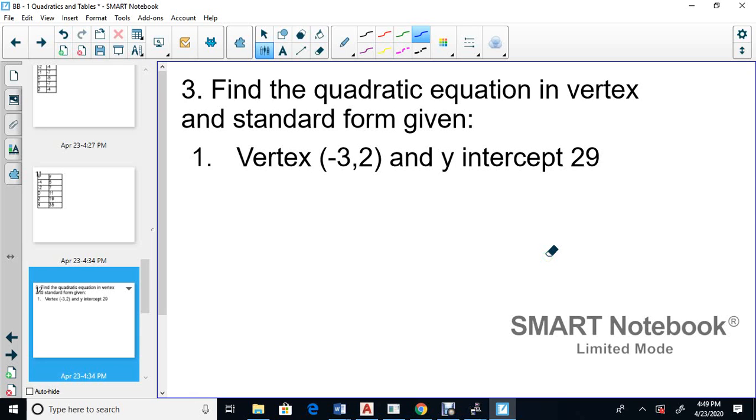Okay, I've moved over to question number 3, at the bottom. There's A, B, and C. I'll do the first 3. These are actually quite difficult questions, okay? It says find the quadratic equation in vertex and standard form. So I'll find it in vertex form and then in standard form first.